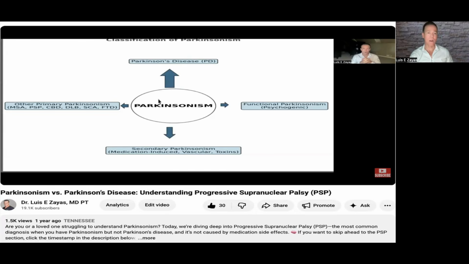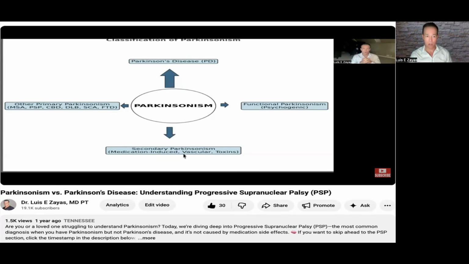So remember what I say. Parkinsonism is the big term, and then you have many causes of Parkinsonism. The most common one is Parkinson's disease, but then you have the atypical Parkinsonism here on your left. You have the functional Parkinsonism, which is very rare. You have to be careful because this is very rare.